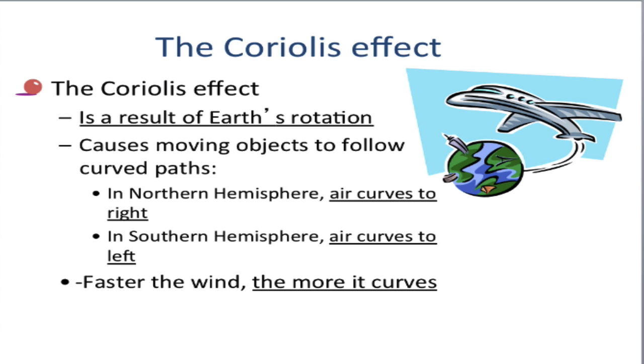The land under the air masses leaving the poles increases speed as it moves towards the equator. As a result, the air mass appears to veer to the right in the northern hemisphere and to the left in the southern hemisphere. This is called the Coriolis effect, and it does work for water as well.